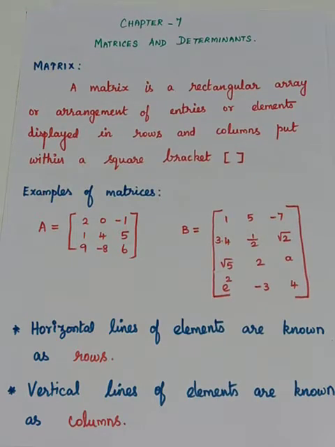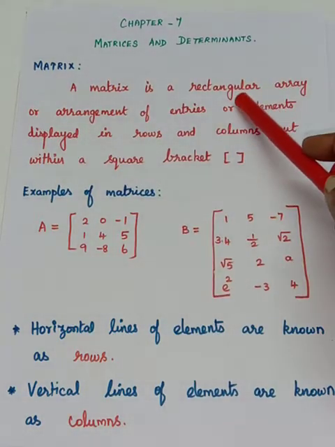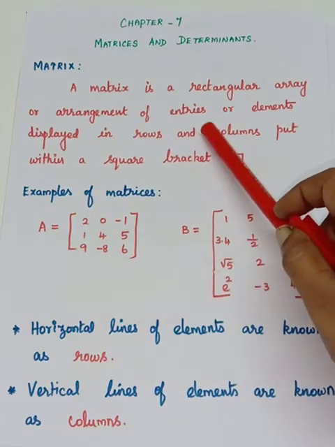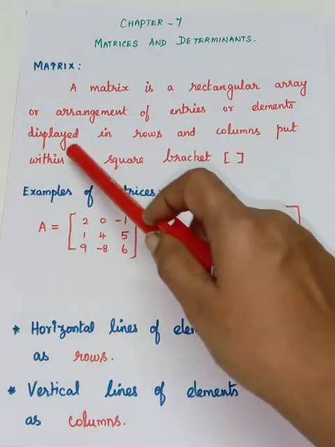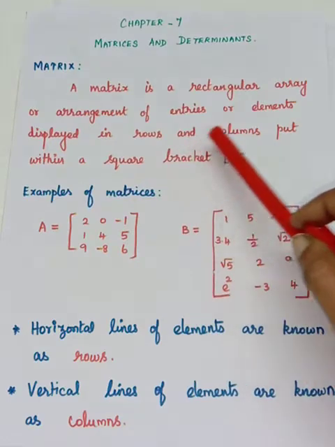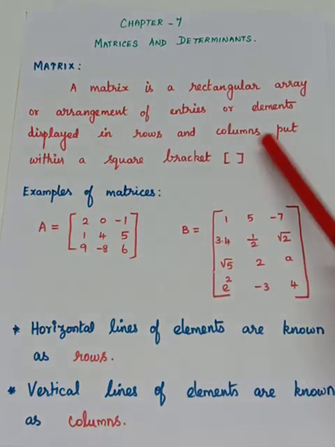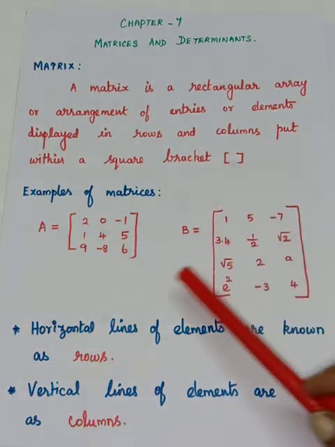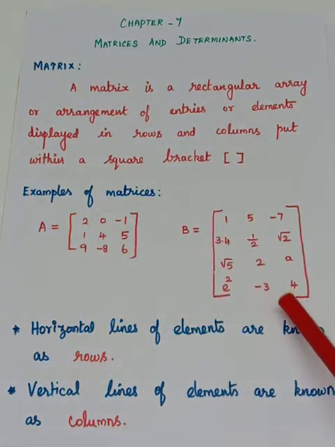Good morning, students. Chapter 7: Matrices and Determinants. First, we are going to see the definition of a matrix. A matrix is a rectangular array or arrangement of entries or elements displayed in rows and columns put within a square bracket. Okay, see that here I have given the examples.